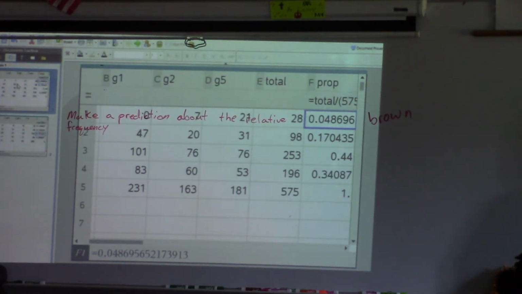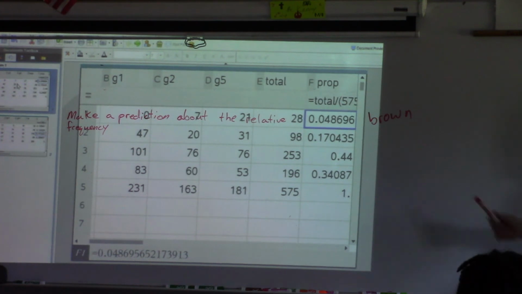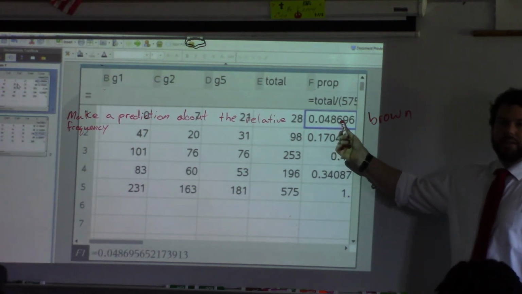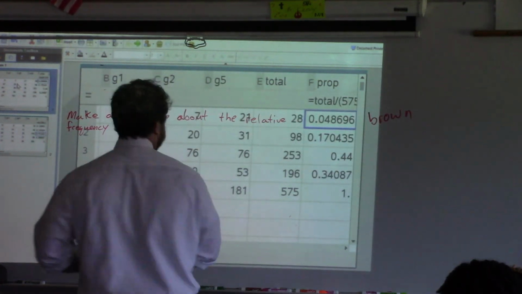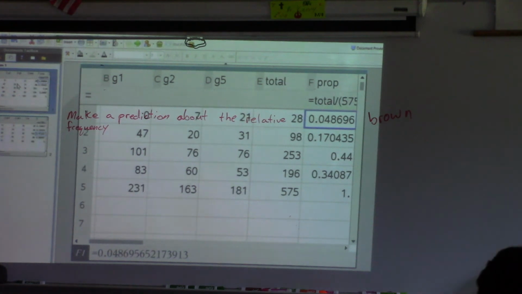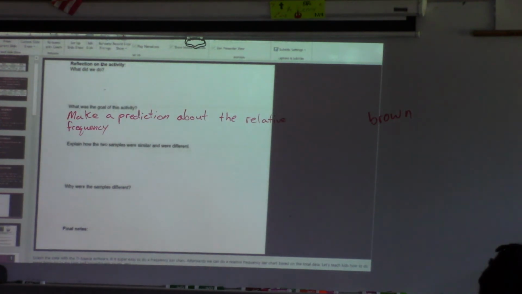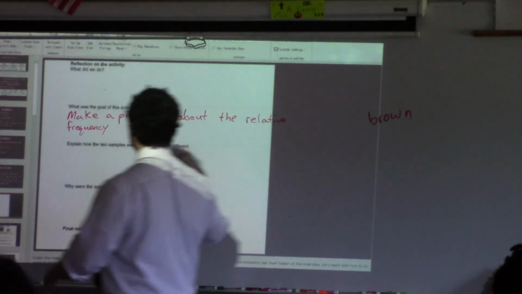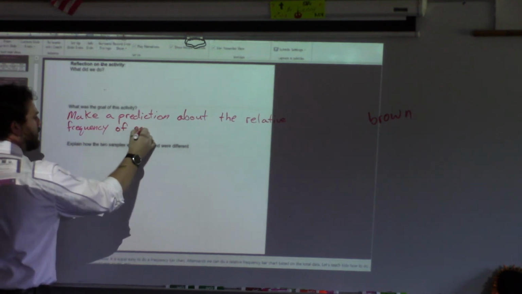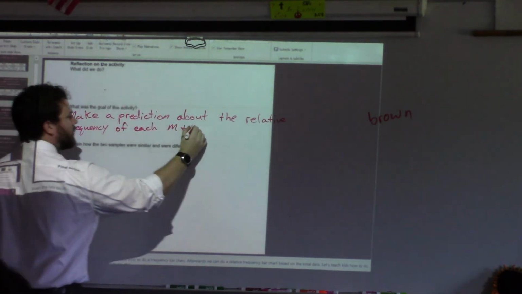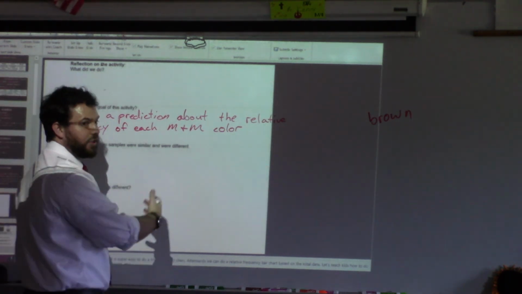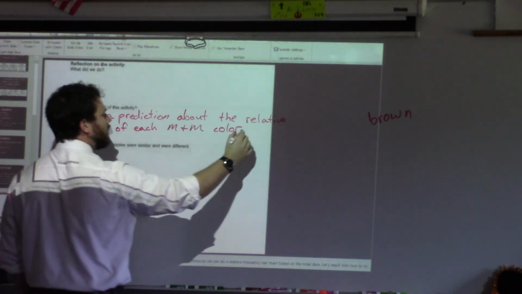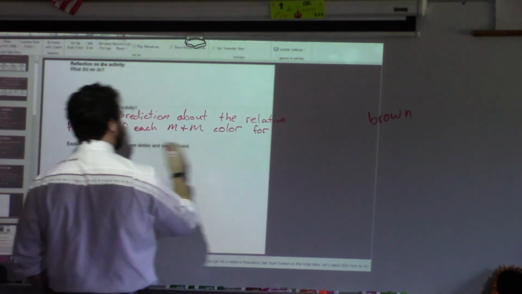I was right, relative like a smaller, like, well, so a relative frequency is going to be a proportion which is out of 100%. Okay? And then not relative would be just the pure count, right? So the frequency is the pure count, the relative frequency is a proportion or out of 100%, right? So make a prediction about the relative frequency of each M&M color. And when we say of each M&M color, we just mean in the world, right? So for all M&Ms.